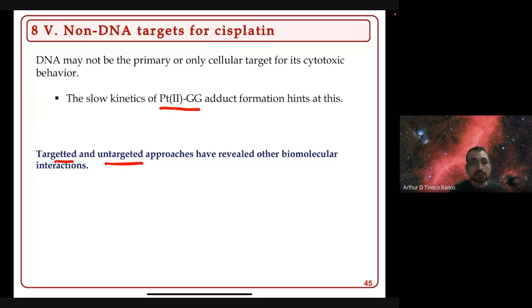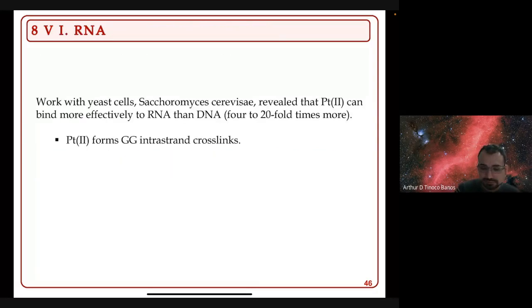And then there are those targeted approaches where a particular biomolecule is isolated and a study is done to see whether that molecule can interact with platinum itself. So that's what a targeted versus an untargeted approach is: looking specifically at one biomolecule at a time, versus doing an assay to get a general sense of where a particular metal may be localizing.